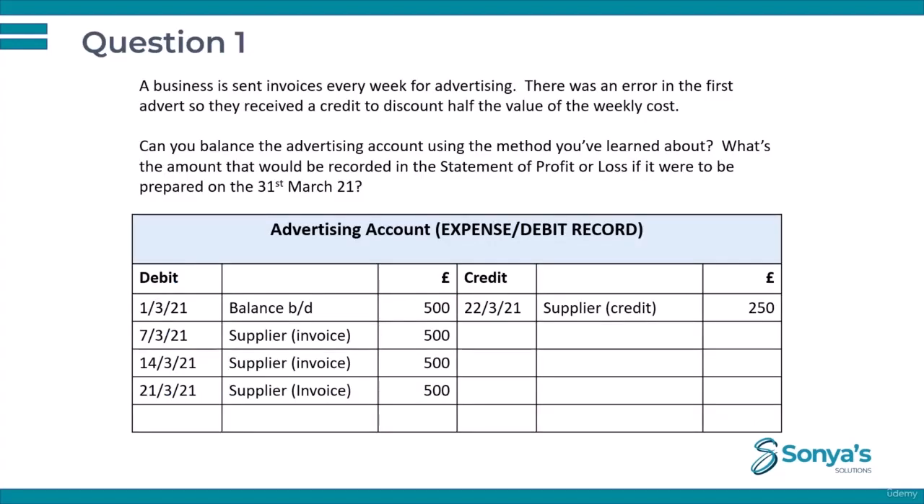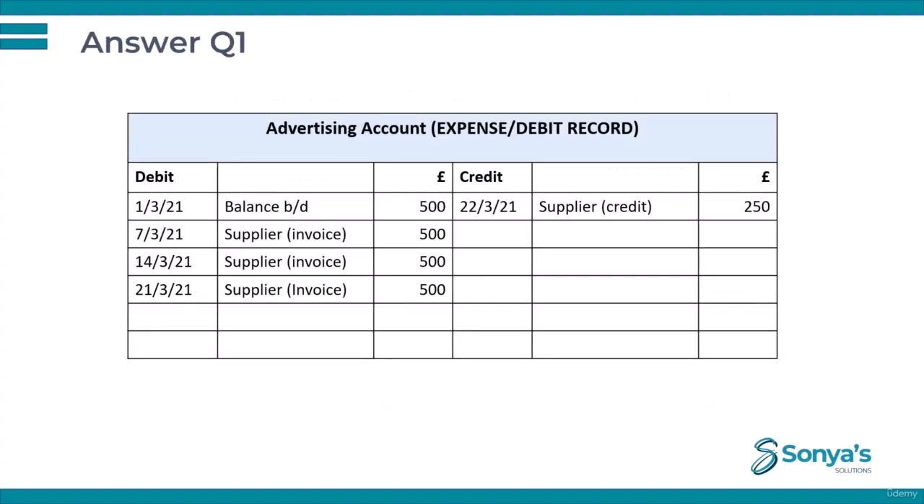Get ready to pause the video to give yourself time to read and answer the question. Let's read the activity in this account before we review how to present the balance properly. The opening balance tells us that prior to March the 1st, the business has spent a total of £500 on advertising.